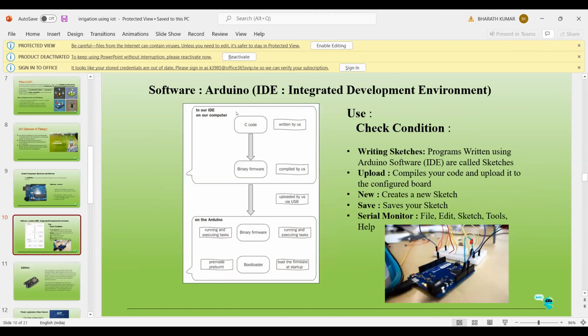This is the software, the Arduino software, and how it works. The IDE is the integrated development environment. It is used for checking conditions and writing programs. A program written using Arduino software is called a sketch.